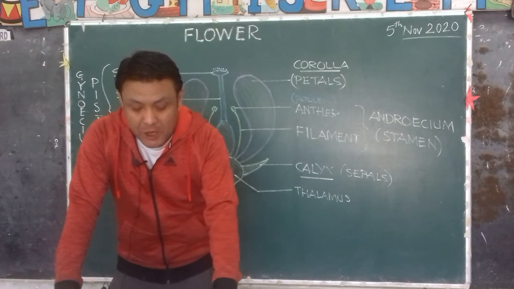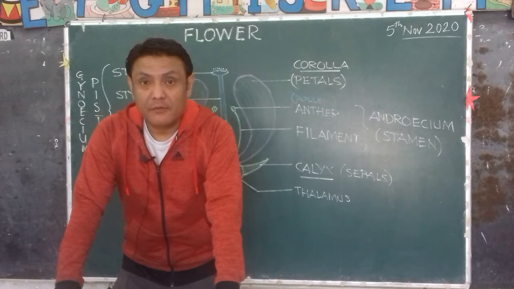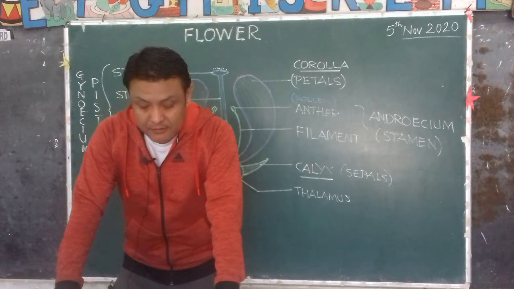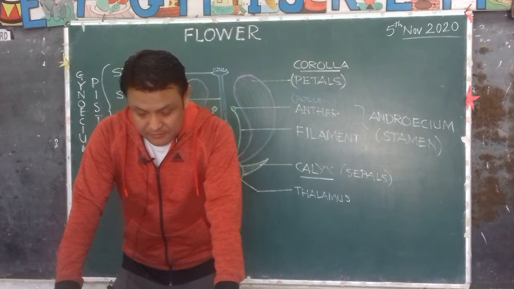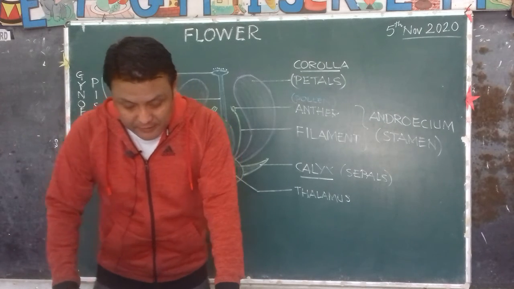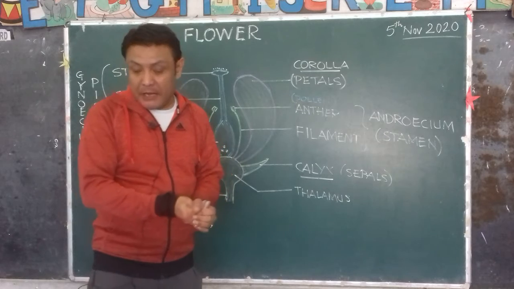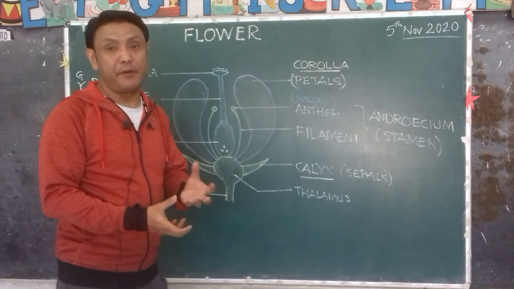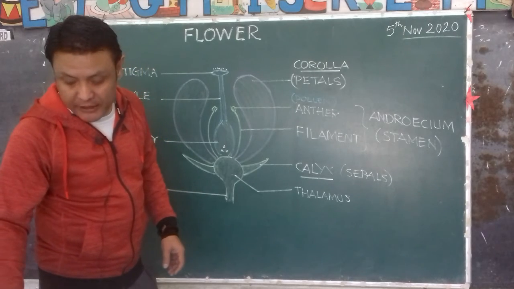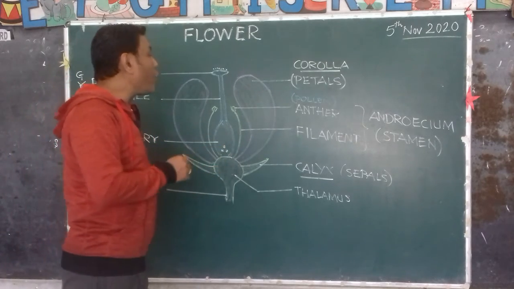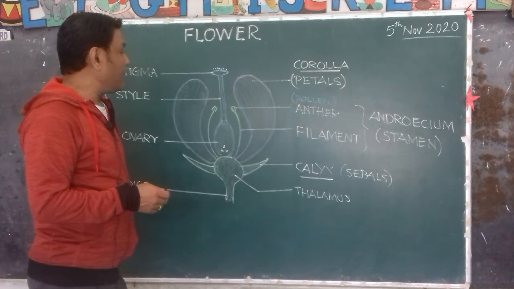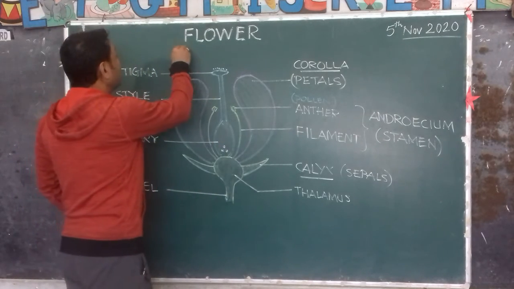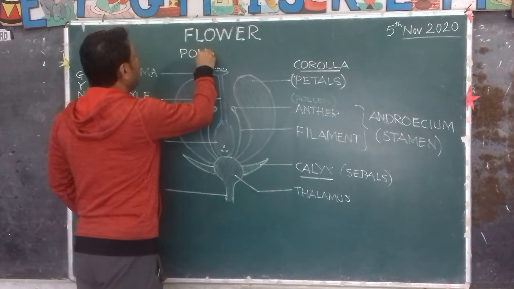All right, now we come to pollination, very, very important. Pollination is very, very important for sexual reproduction to take place. It's the first step in sexual reproduction in a flower. Okay, now what is pollination?